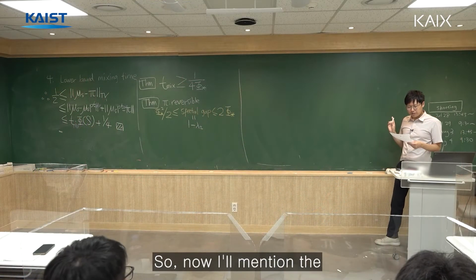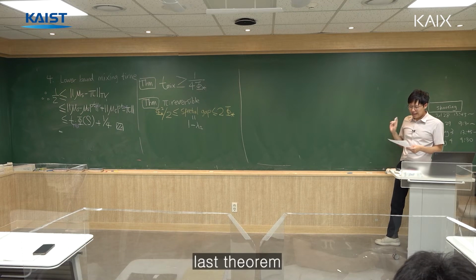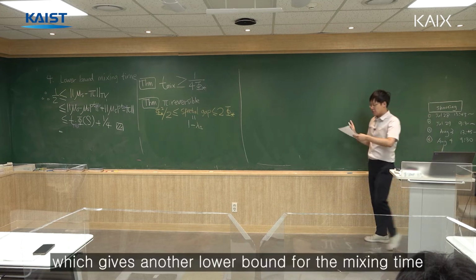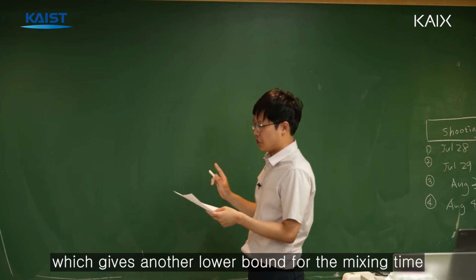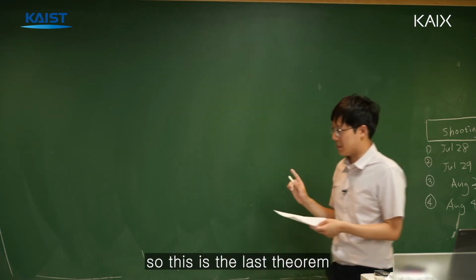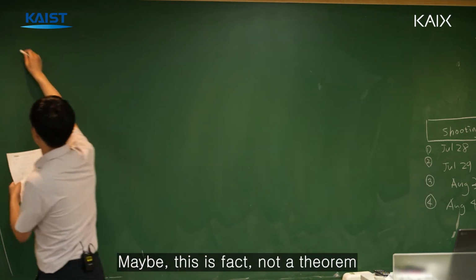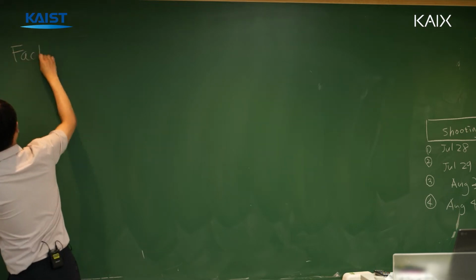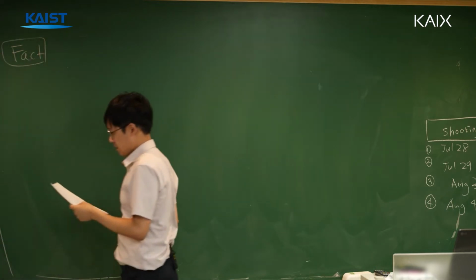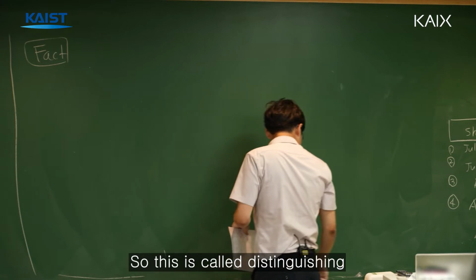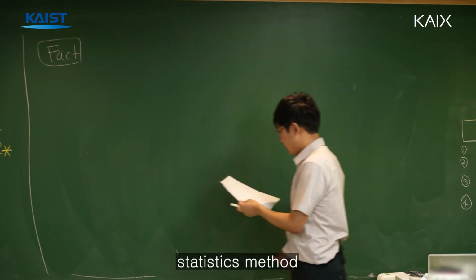Now I'll mention the last theorem, which gives another lower bound for the mixing time. So this is the last theorem. Maybe this is a fact, not a theorem. This is called the distinguishing statistics method.